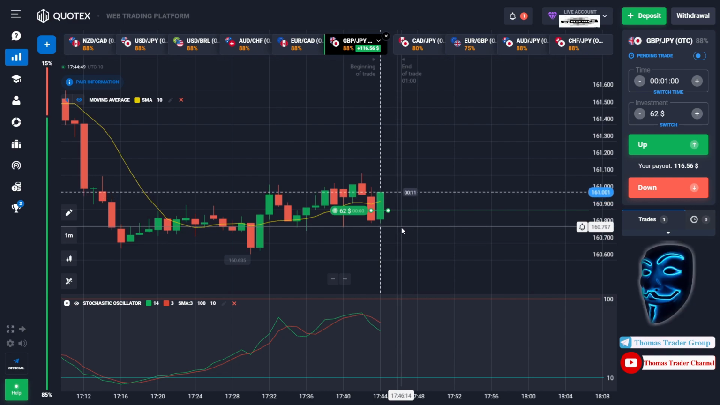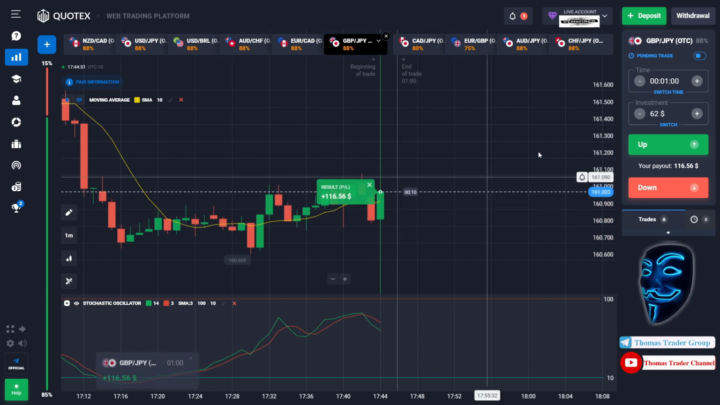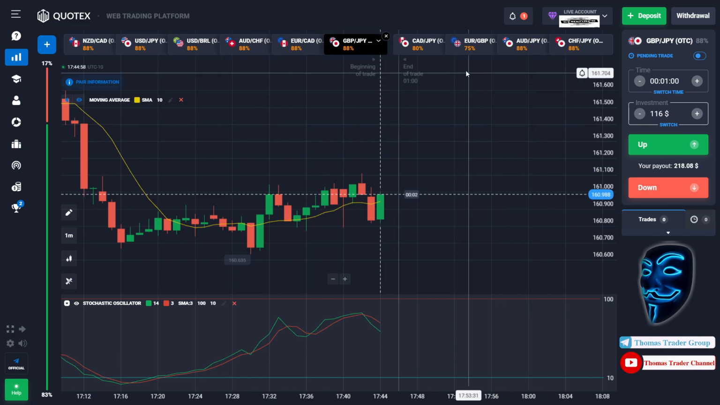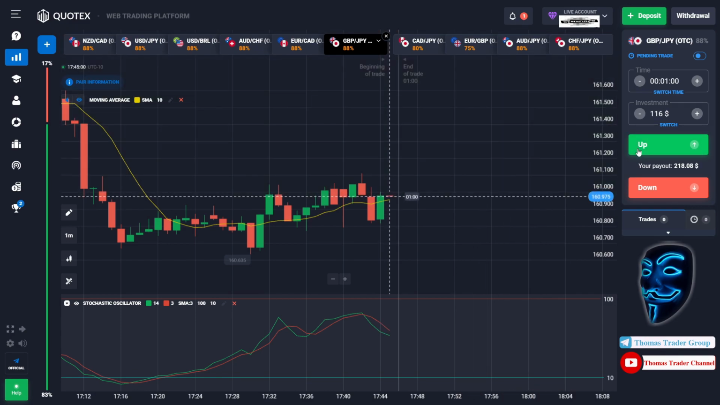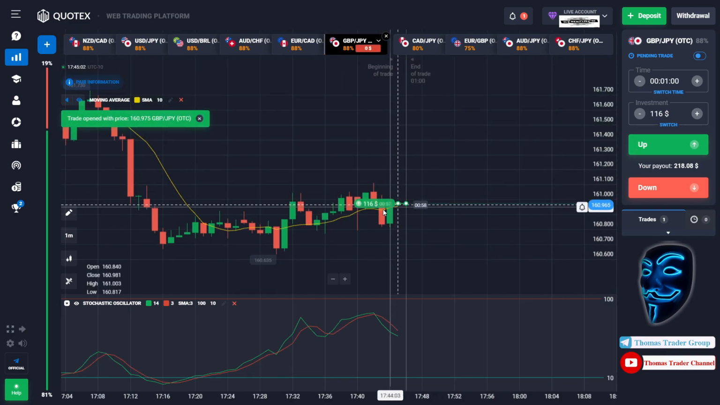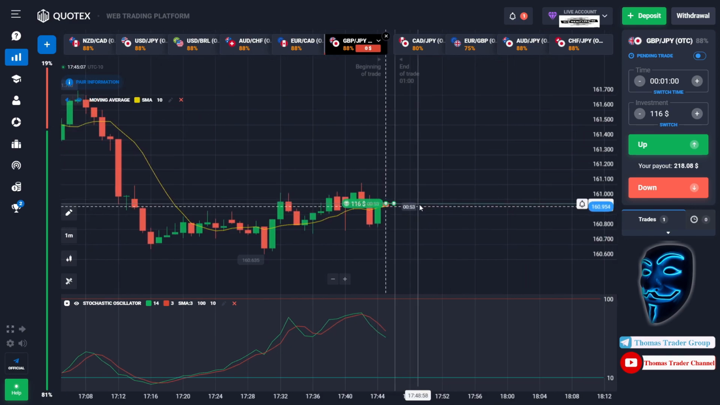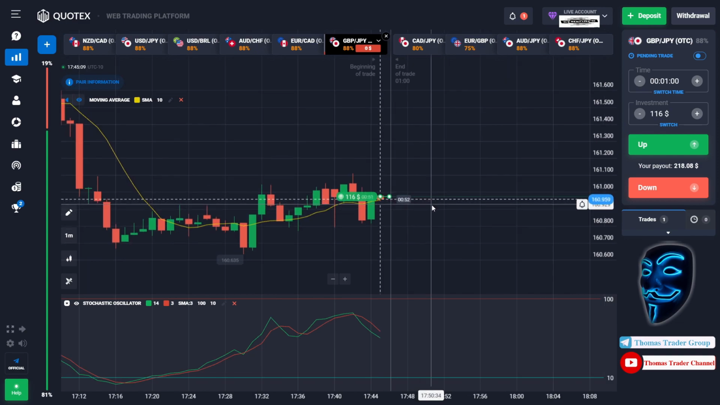We made a right prediction over here. We made a profit of $116. Let's change our investment into $116. And over here we still can open buy for 1 minute. I'm sure that after the market makes a rebound on the moving average line, it will continue the bullish trend. Let's prove it and let's wait till the end of our trade.